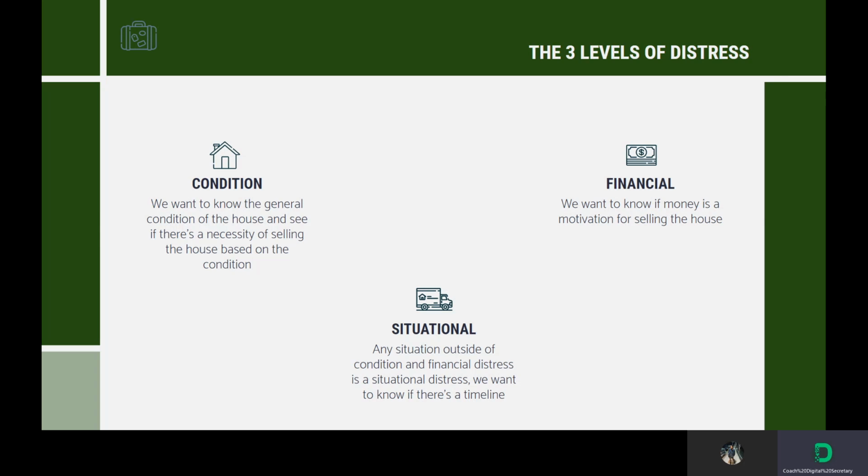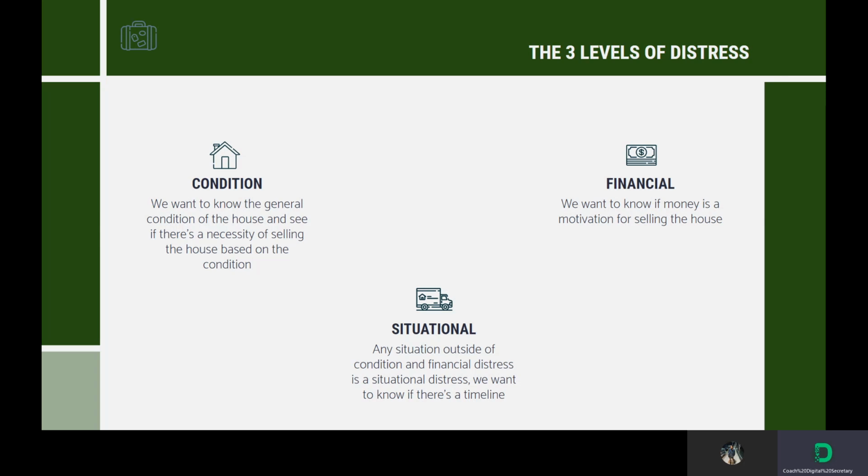And situational distress doesn't necessarily mean money problems. Situational distress is usually about when they might need to sell the property for a reason outside money, perhaps a new job or opportunity, an inherited estate, maybe a divorce, a family situation. That's situational distress. If they want to sell because of that, that's good. That means that they might have a timeline.